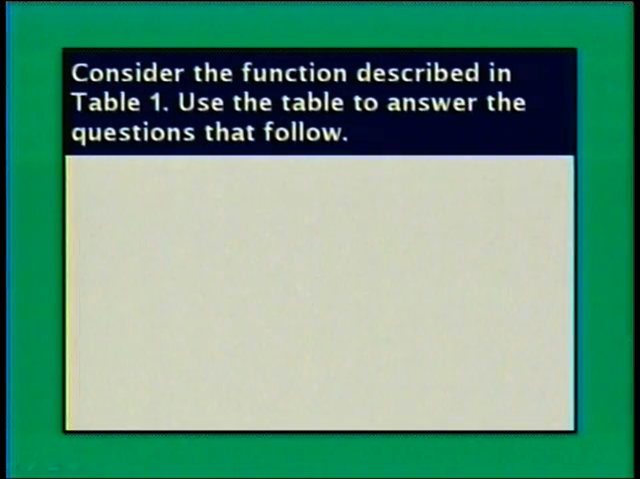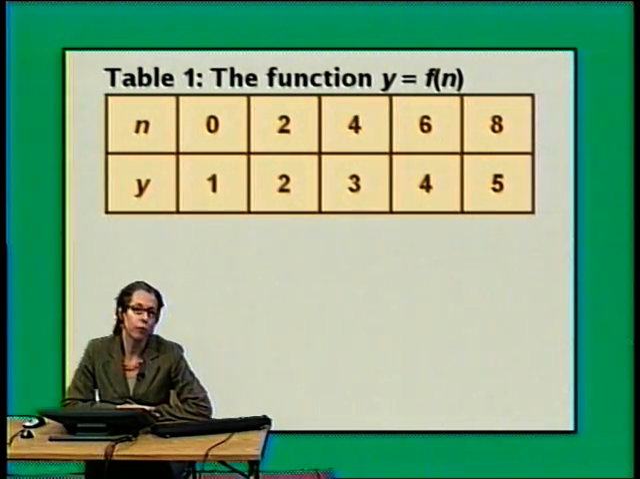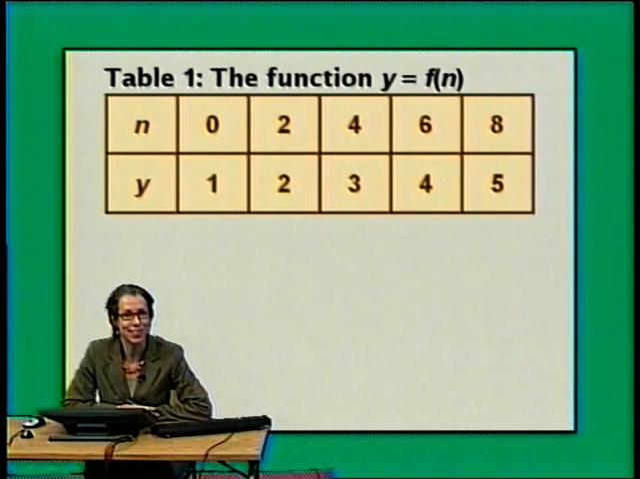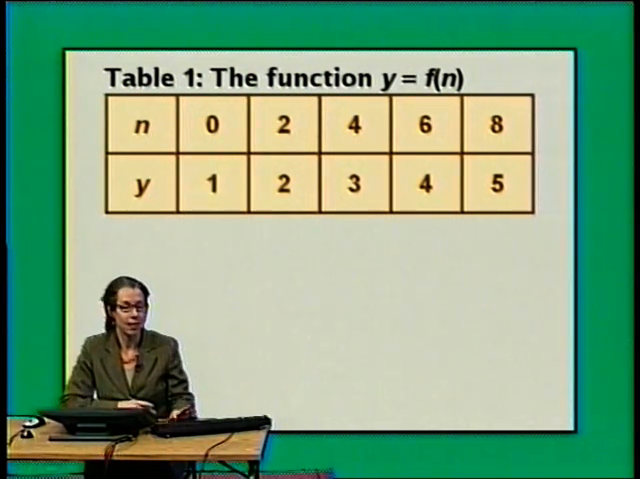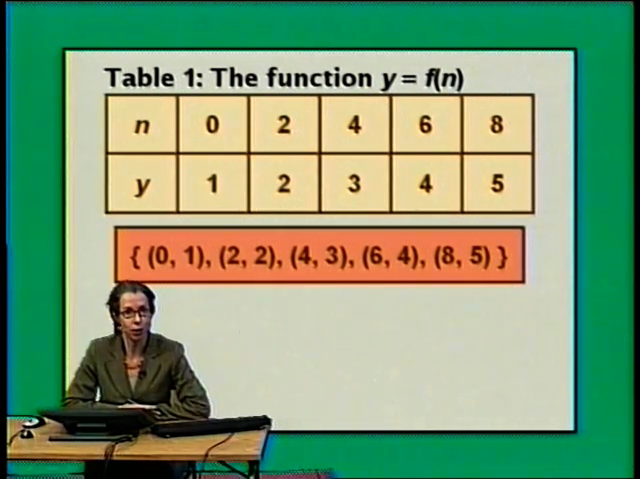So let's start with the numerical representation of functions. Here's a function described in a table. We're going to use the table to answer some questions. So when you hear people refer to a numerical representation of functions, this is it. We're giving the function in a table. Now, Steve told us that a function was a set of ordered pairs, and he was 100% correct.